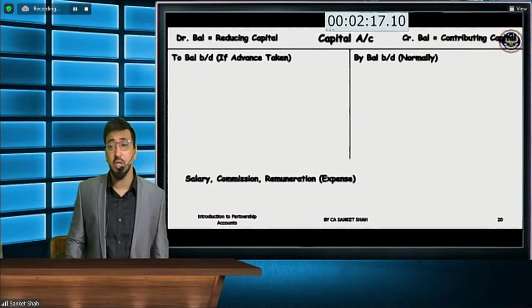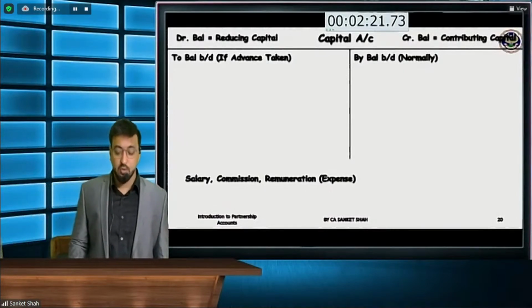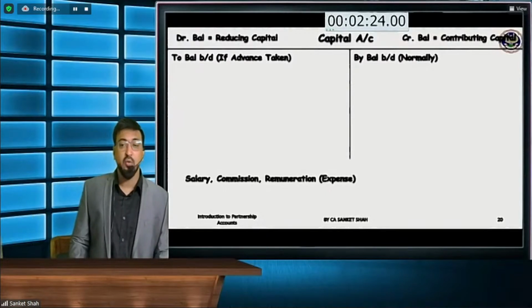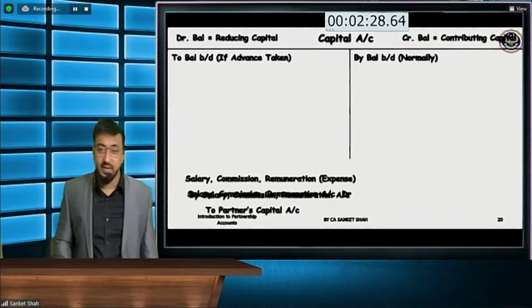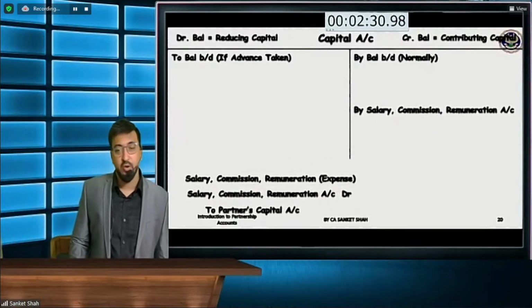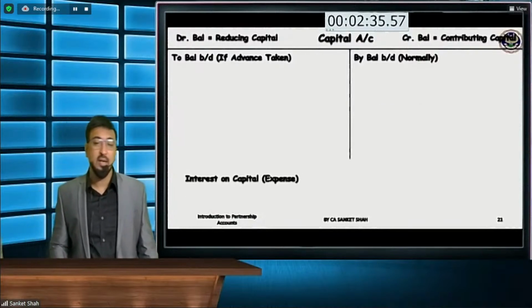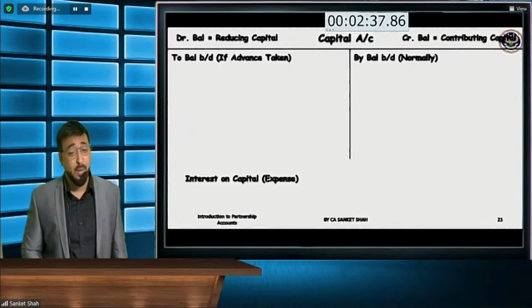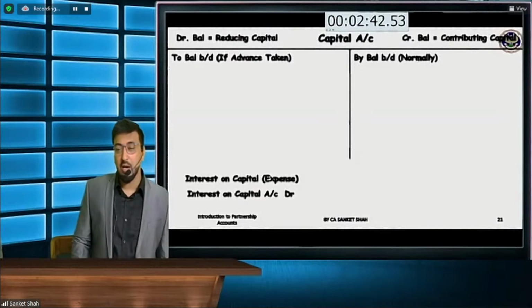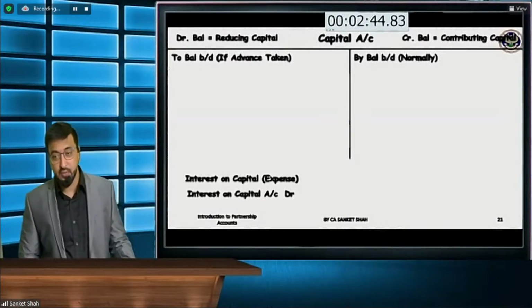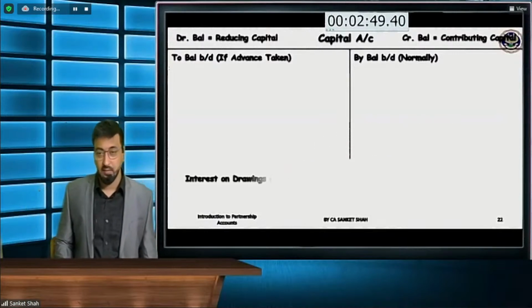In case of commission or remuneration, remember this is an expense of our partnership firm. So salary account debited, commission account debited, or remuneration account debited to capital account. Capital is getting increased. So salary, commission, remuneration on the credit side of capital account. Very simple. Interest on capital, it's our expenditure because we have to pay interest on capital. So your entry will be interest on capital account debit to partners capital. So entry is very simple. Interest goes to the credit side of capital, by interest on capital.